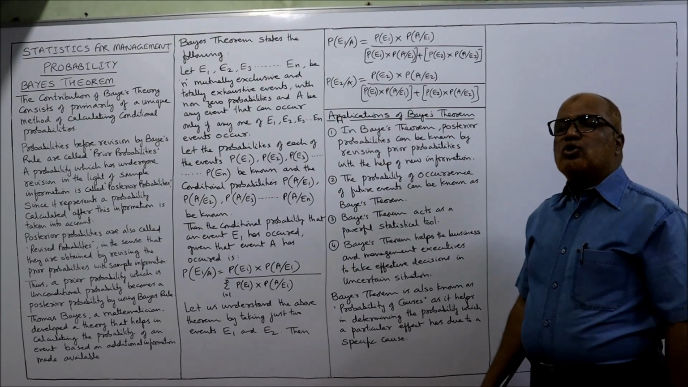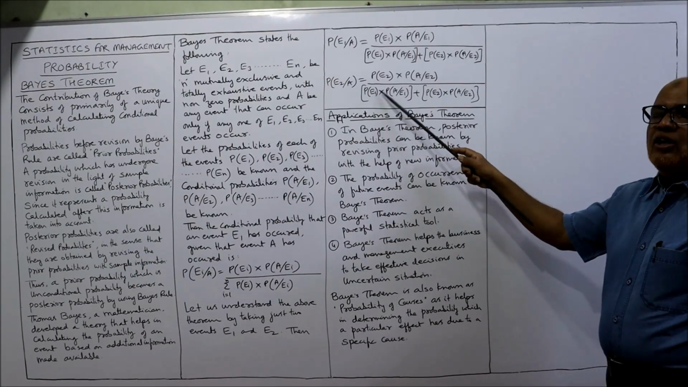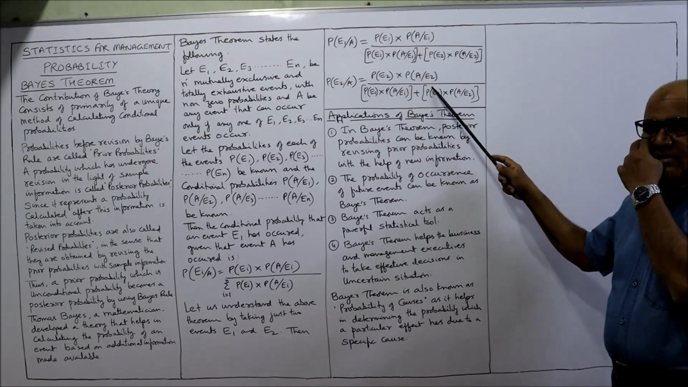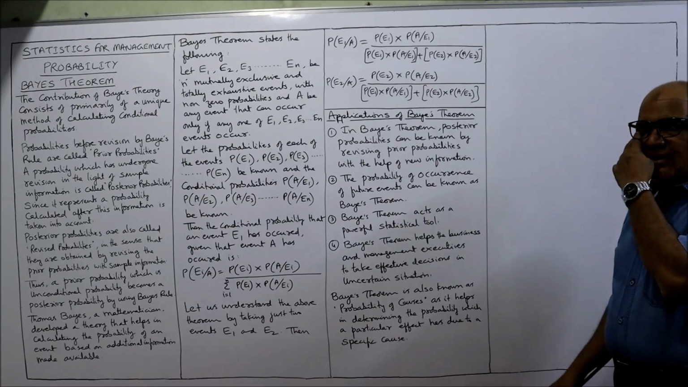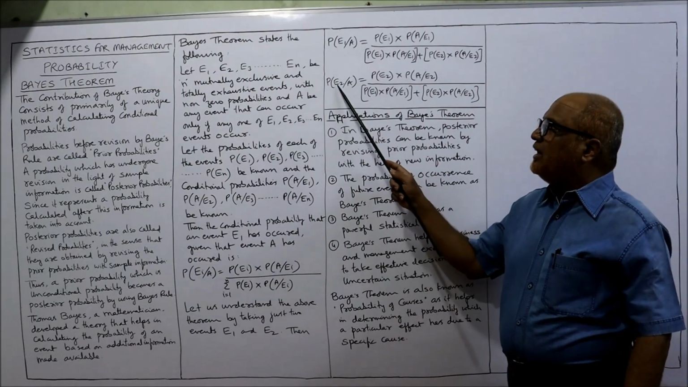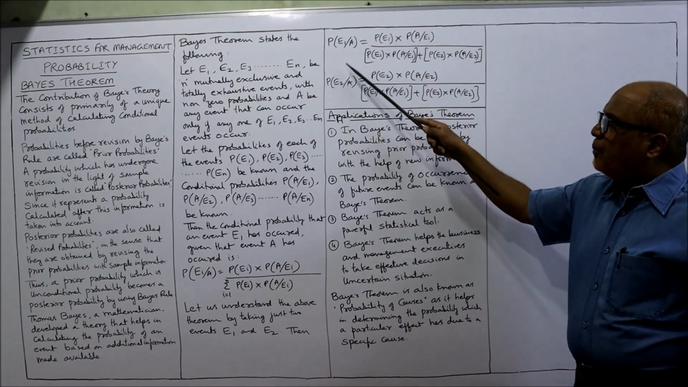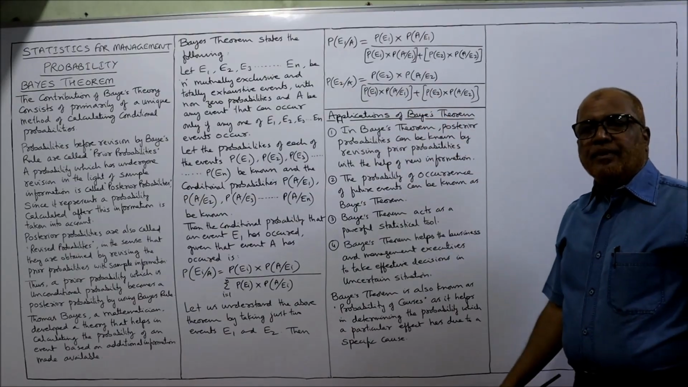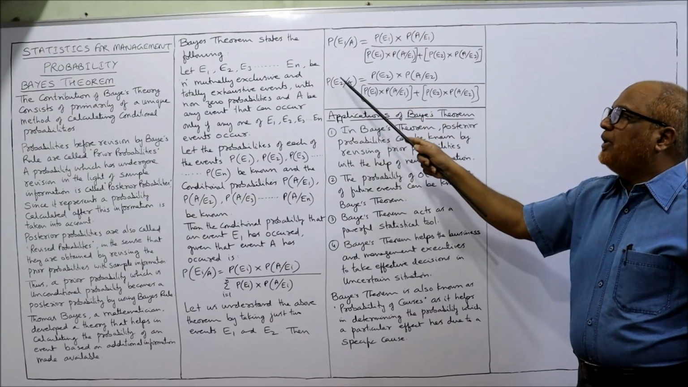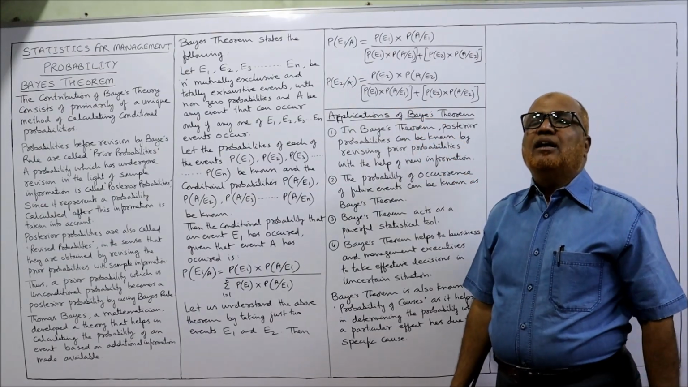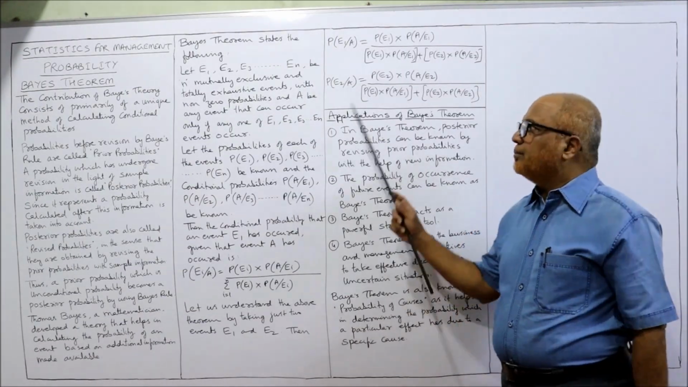In the denominator, the sum of the joint probabilities, the same formula we applied here: P of E1 into P of A given E1 plus P of E2 into P of A given E2. That's all. This will give you the probability of P of E2 given A and this is P of E1 given A. These are called posterior probabilities. According to Bayes theorem, P of E1 given A and P of E2 given A are the posterior probabilities. That's all. This is the theorem.